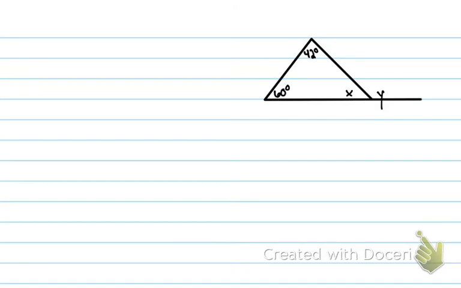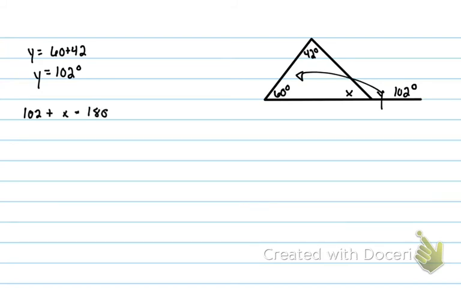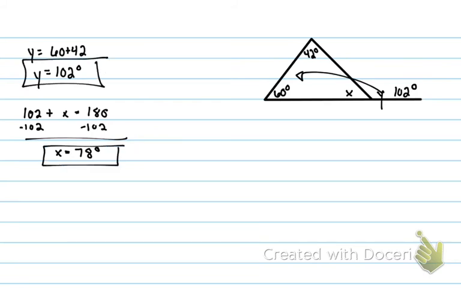Y equals the sum of the 2 non-adjacent interior angles. So 60 plus 42 is what? 102 degrees. Now, if you know that y is 102 degrees and it's supplementary to x, you can just subtract it from 180. Or to solve for x, you could say 102 plus x equals 180. Subtract 102, and x equals 78 degrees. All right, so x is 78 and y is 102.